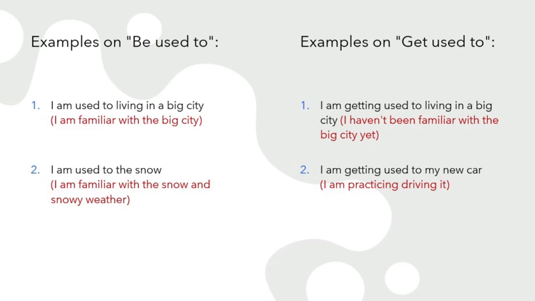Examples on get used to. Number 1. I am getting used to living in a big city. That means I am trying to adapt to the big city. I'm still not used to the big city. Number 2. I am getting used to my new car. That means I am practicing how to drive my car.